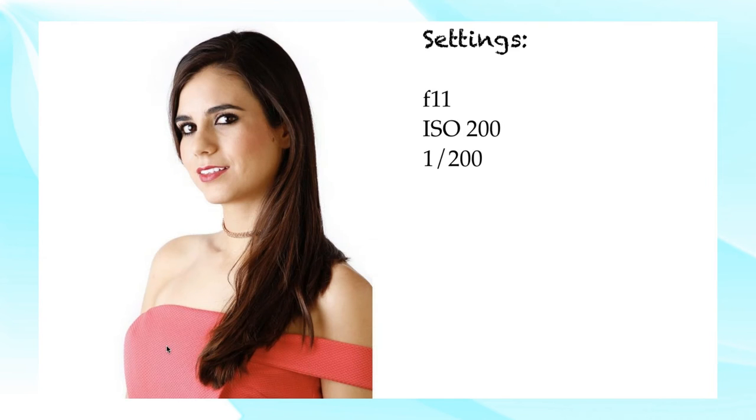We can also have this type of photography where we can have a completely white background. So in order to have a white background, we actually need a third light, and the third light is going to go behind the patient, but the settings remain the same. F-stop 11, ISO 200, and shutter speed 1/200.